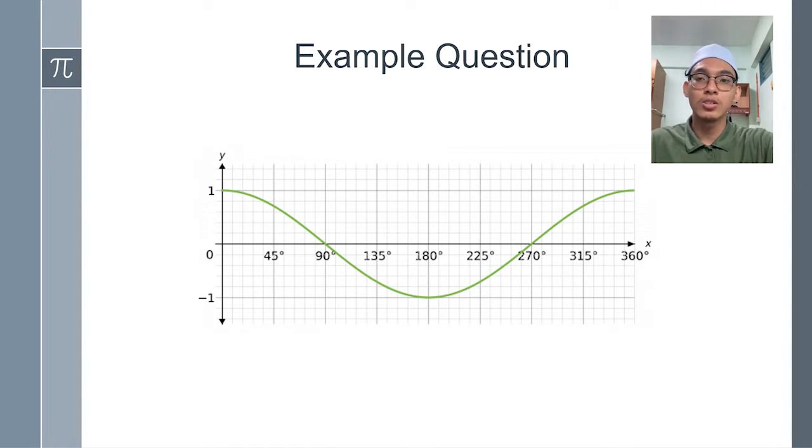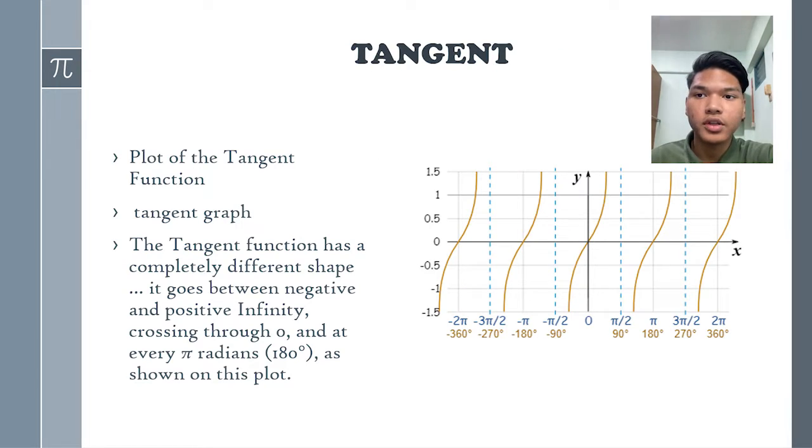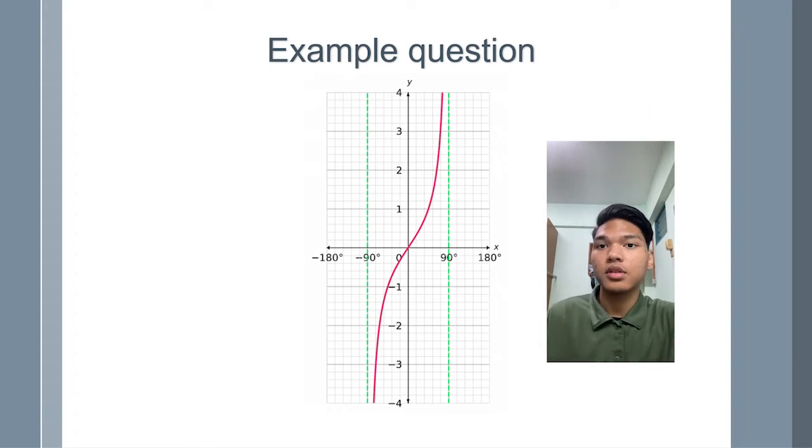Danish Danial will continue our presentation. This is the plot of the tangent function, and as you can see, there is also a tangent graph on the right side. So the tangent function actually has a completely different shape. It goes between negative and positive infinity, crossing through 0 degrees and at every pi radians, at 180 degrees, as shown on this plot. And this is the example question for the tangent graph.